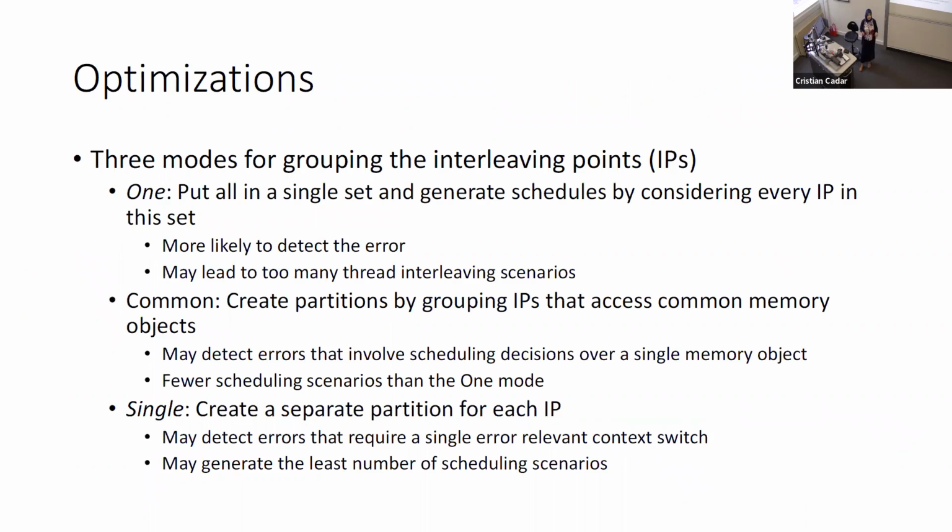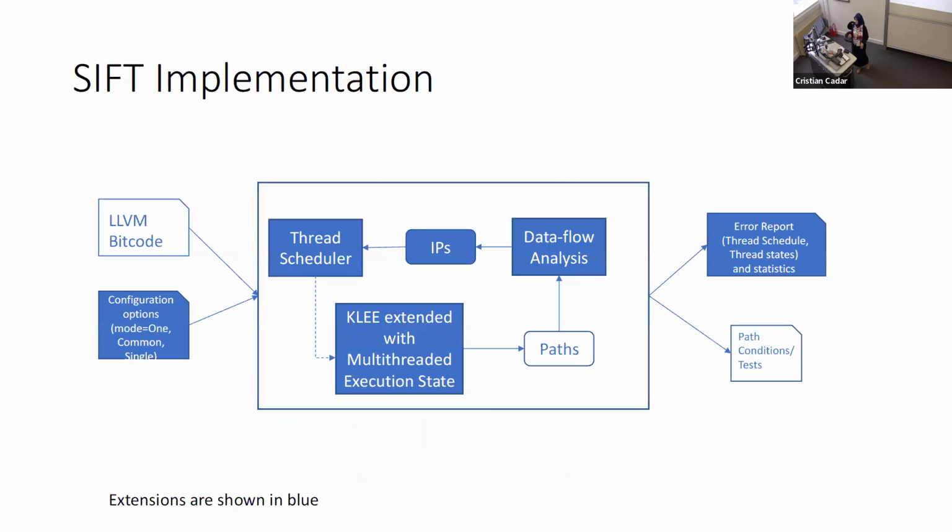We implemented three optimizations, basically partitioning of the interleaving points. In mode 1, we put everything in one. But the idea with partitioning is that each partition is applied separately, potentially reducing the number of thread schedules we generate. So in mode single, we put every IP in a separate partition, and in mode common, we put those that access common memory objects.